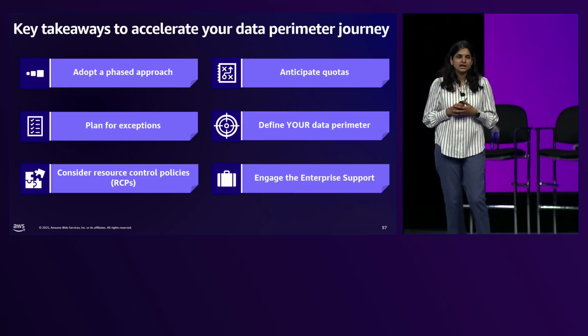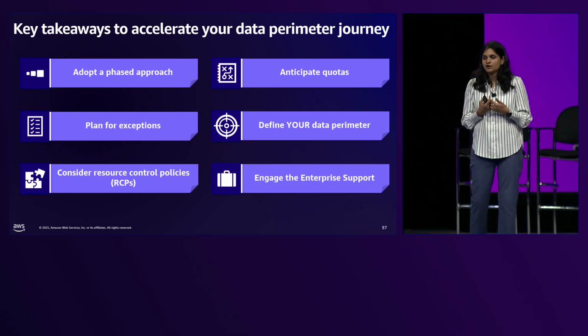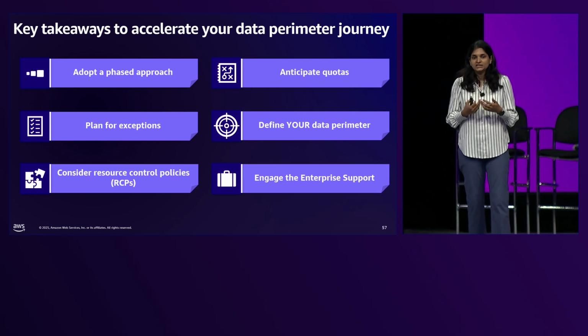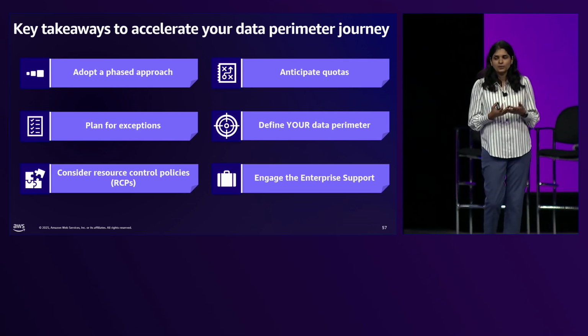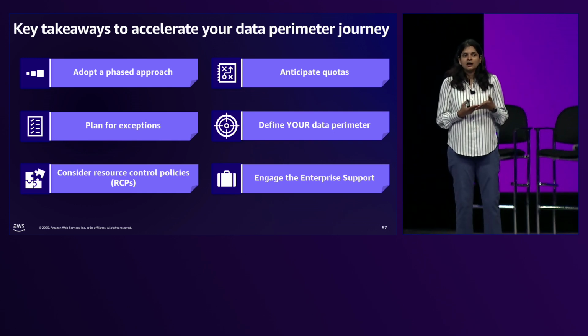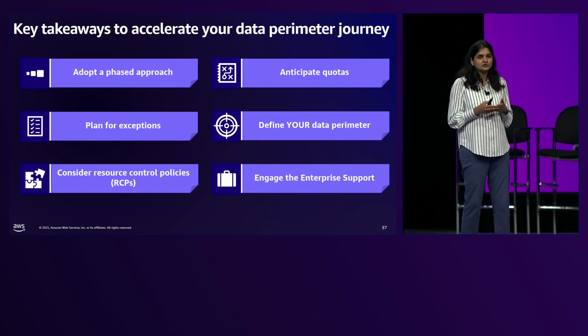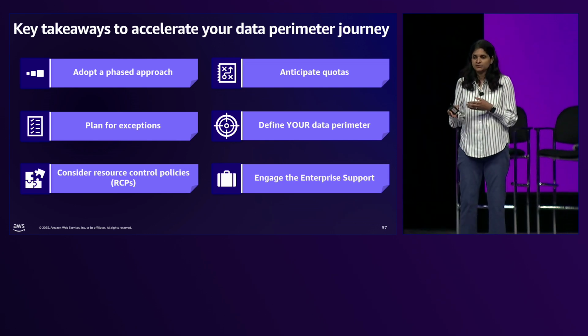So if you are just starting your data perimeter journey, or if you are scaling your data perimeters, here are some key takeaways from our journey at Block, which can help you move faster and quicker. One thing is adopt a phased approach. Start small, validate, and then scale. You can classify accounts based on complexity or sensitivity.